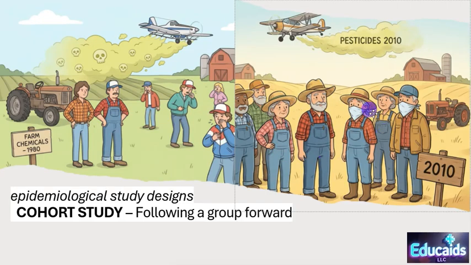And then this is the same group. Look, she's even got pink on still. Same group in 2010, and they are studying them when they were exposed to farm chemicals. So this is great to see how the effects of different things affect the body over time.